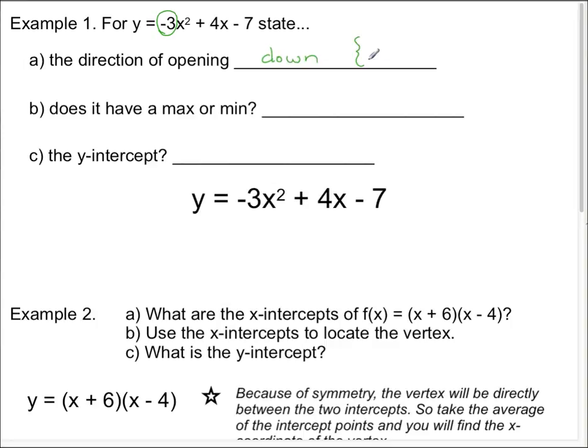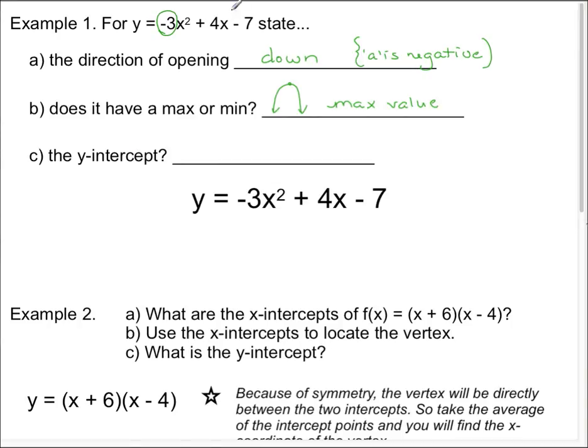And it opens down because a is negative. Does it have a max or min value? Well, since it opens down, it looks like this. It's got a high point. A high point means it has a max value. Do we know what it is? No, we actually don't, because I don't know what the vertex is. In this form, I don't have the vertex, and I need the vertex for that max value. But I can tell you it has a max value, I just don't know where it is.